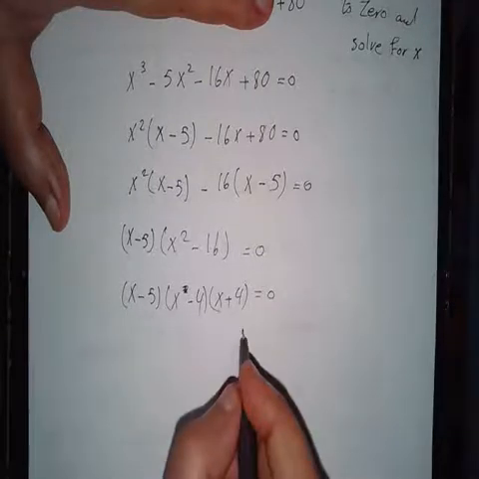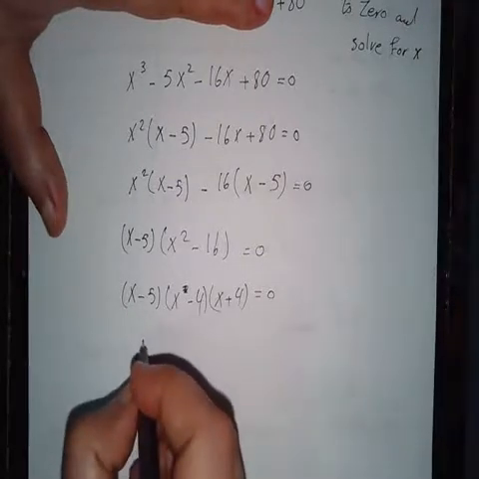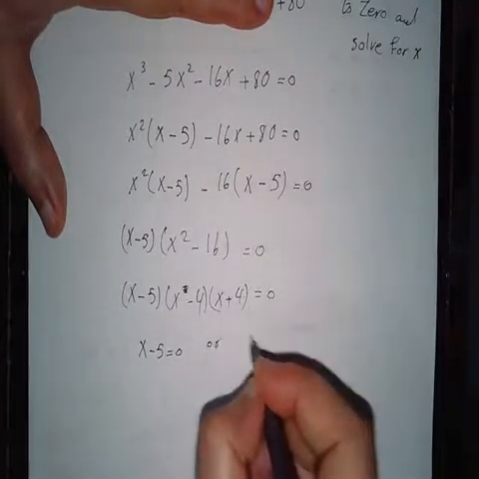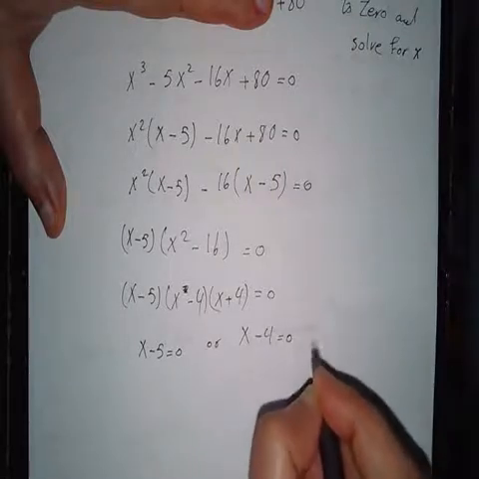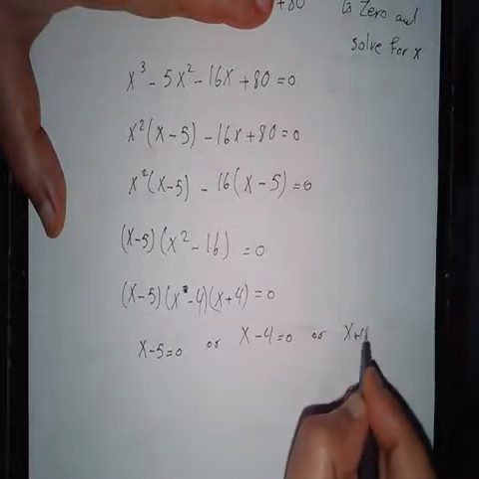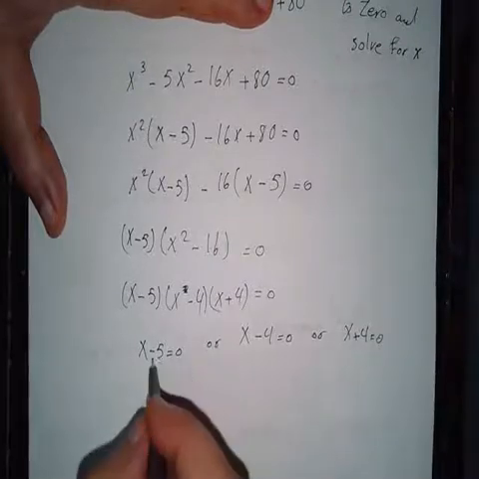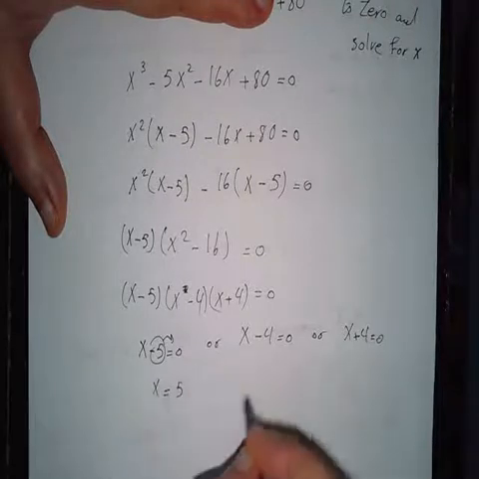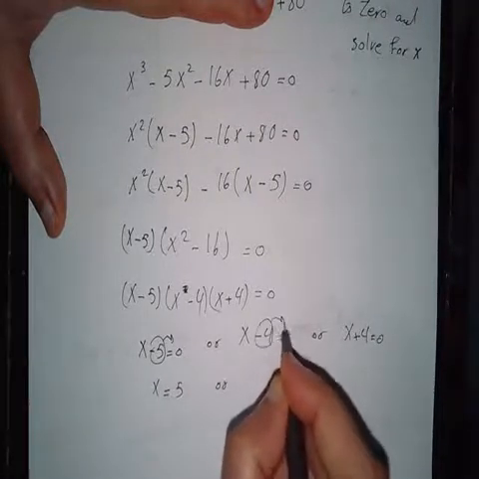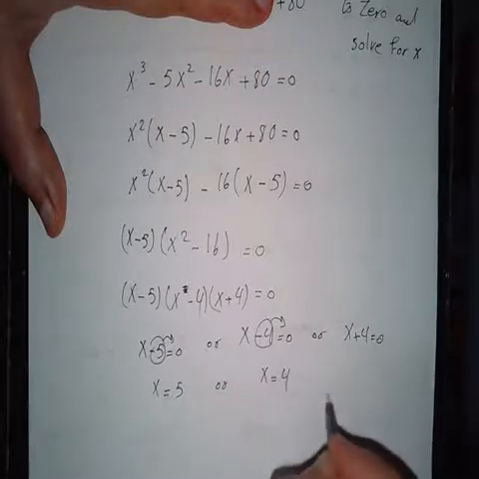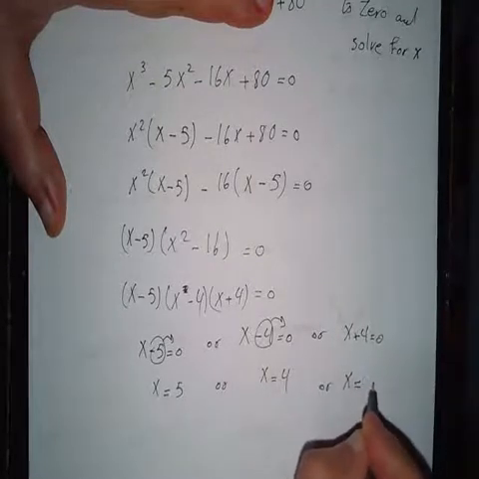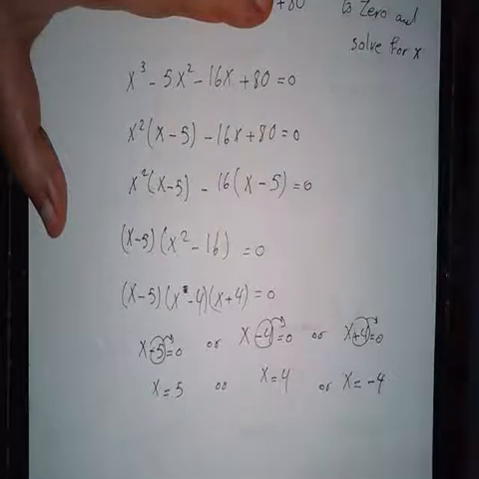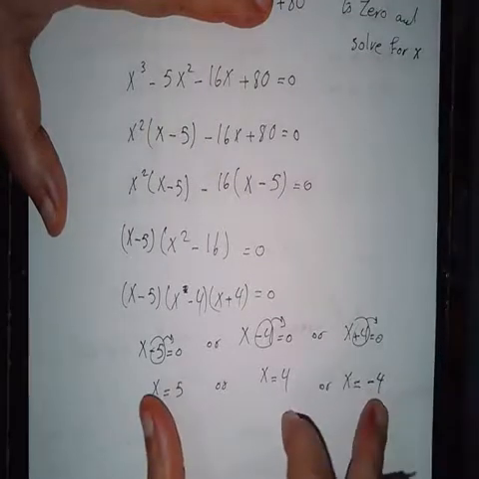So to solve, you set each one equal to 0, like we know. We've done it a hundred times. So x minus 5 equals 0, or x minus 4 equals 0, or x plus 4 equals 0, right? Grab it, move it, and when you do, you flip the sign. So x is 5, or x is positive 4, or x equals, can you guess? Negative 4, because again, we move it and the sign changes. And those are your answers.